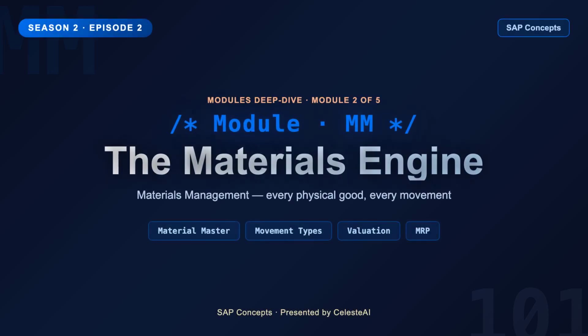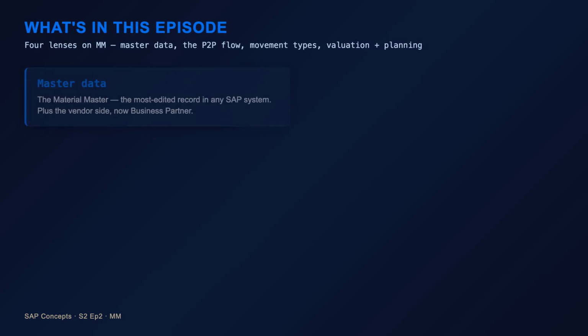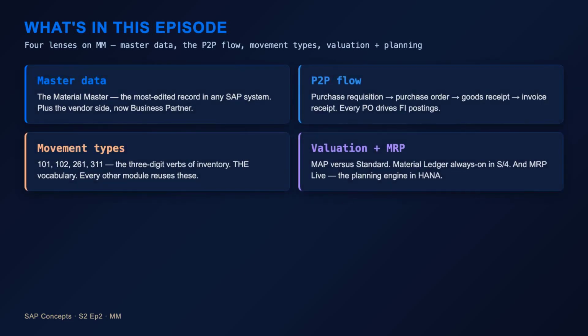Episode 2 of Season 2 of SAP Concepts. Materials Management, the module that tracks every physical good a business buys, stores, moves, or sells. Four lenses on materials management: master data, the procure-to-pay flow, movement types, and valuation plus planning. And the single most useful piece of vocabulary in SAP, the movement type.